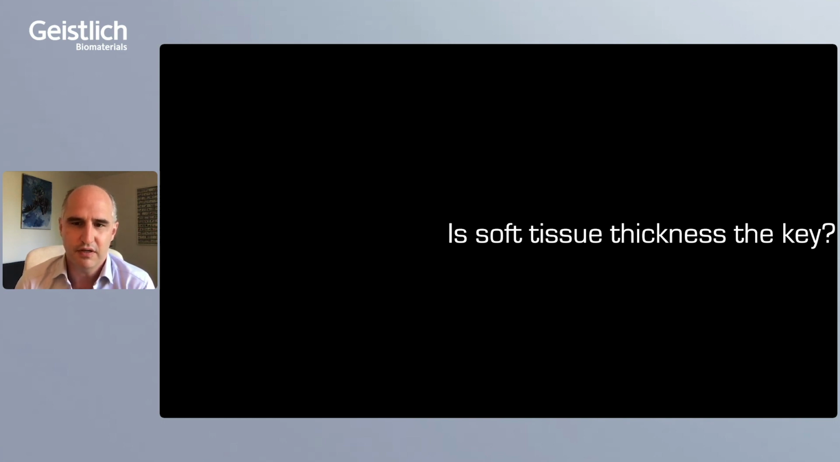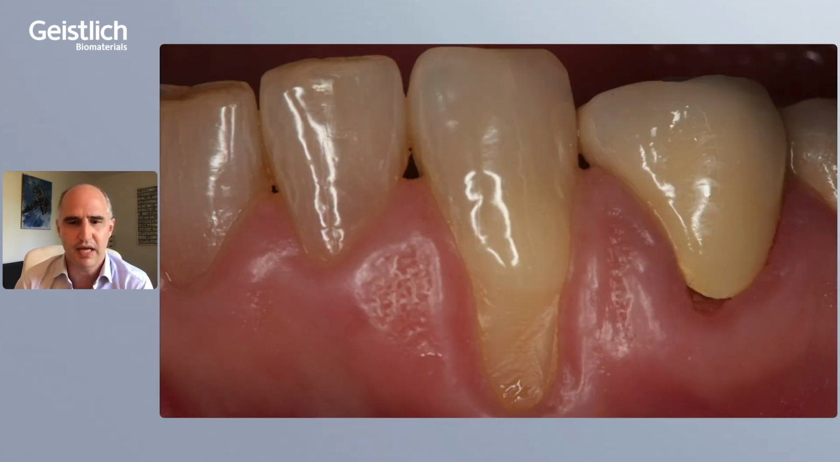Well, as a periodontist, I would like to go back to teeth and ask myself, what do we know about soft tissue around teeth? And I think the evidence is quite clear around teeth and around dehiscence defects. We know that the soft tissue thickness is the major key for long-term stability. So let's quickly run through a case.